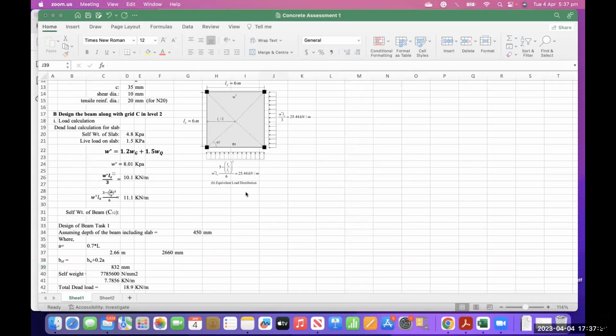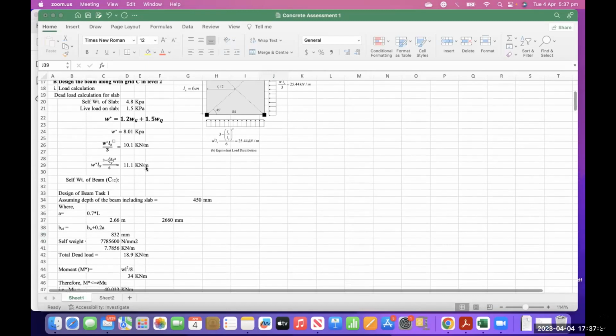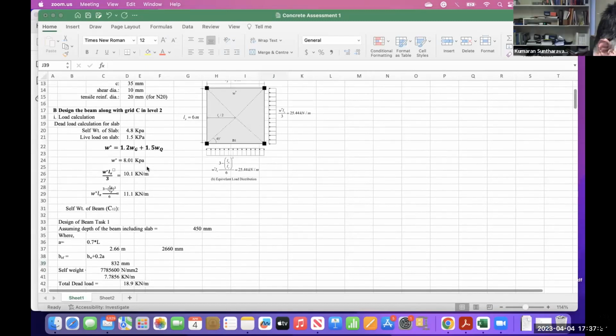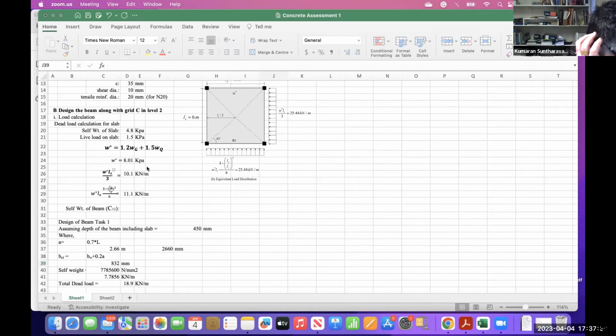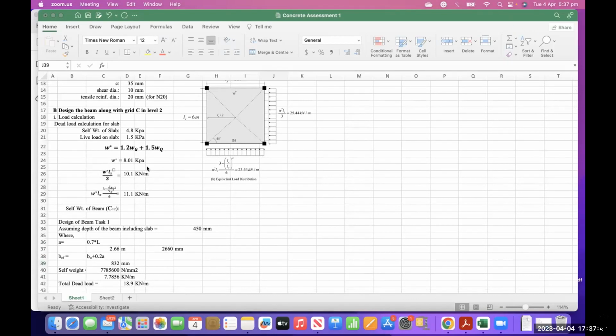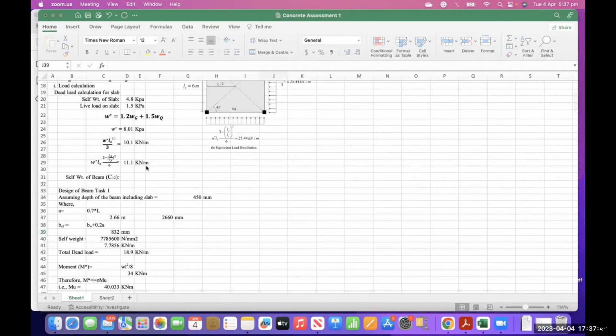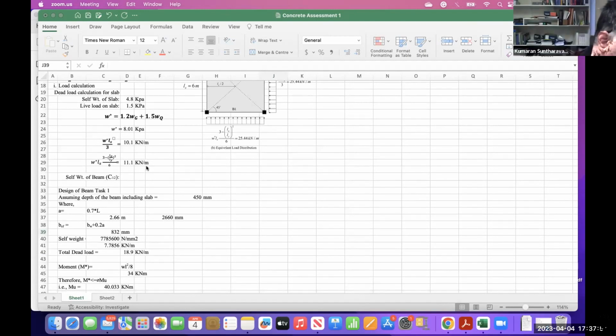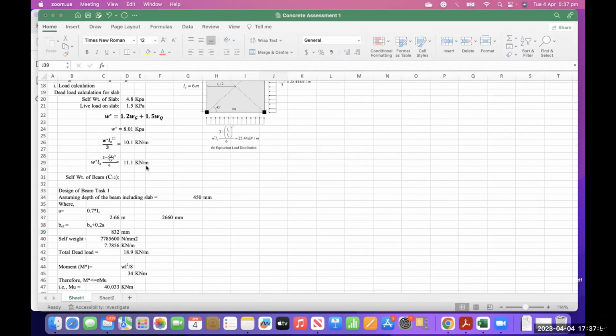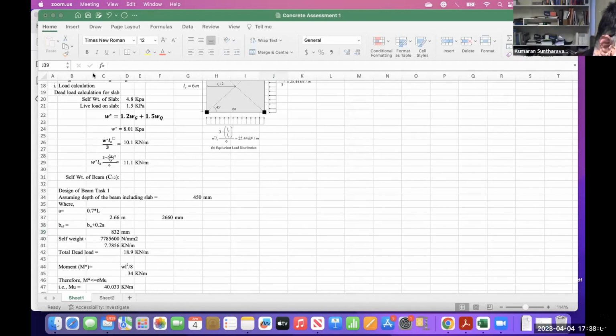Yes, sir. We calculate the load like this. This is for the beam. We first calculated the load on the slab, and then for the total beam load, we add the slab. Wait. If you look at line 20, you have 4.8 kilopascal, the self height of the slab.